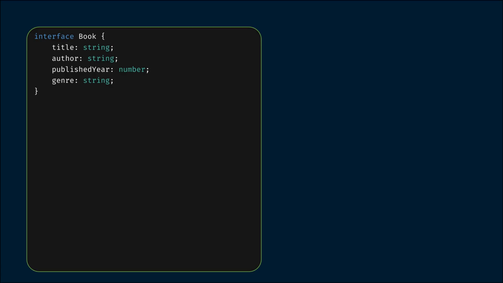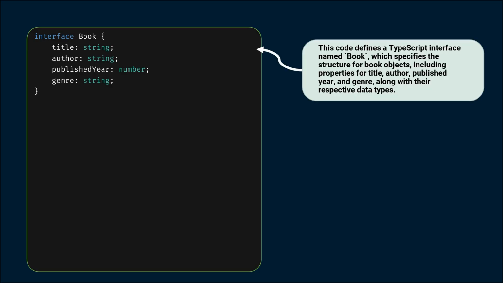Now let's define the structure of our book model using an interface. We start by creating an interface named book, which lays out the essential properties that any book object must possess. This interface specifies that each book should have a title and author as strings, a published year as a number, and a genre also as a string.